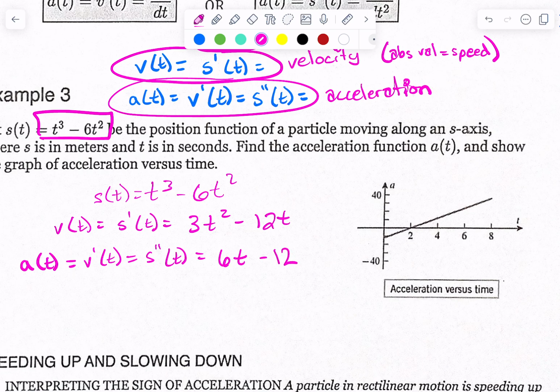Wait, s of t is equal to t cubed minus 6t squared. Okay, got it. Then v of t is equal to 3t squared minus 12t. And then a of t is equal to 6t minus 12. 6t minus 12 is a linear function. They've graphed it here. Acceleration versus time. How can acceleration be negative? I don't know. Hold on a second.